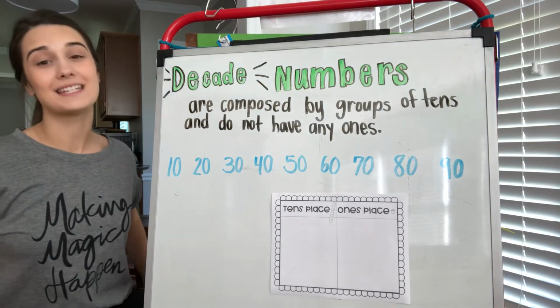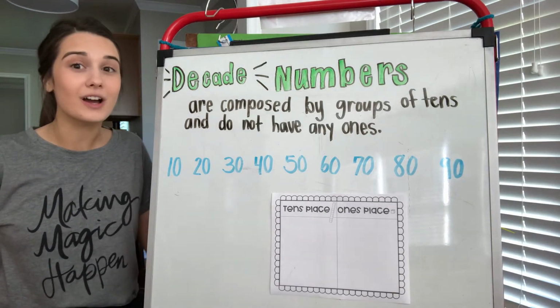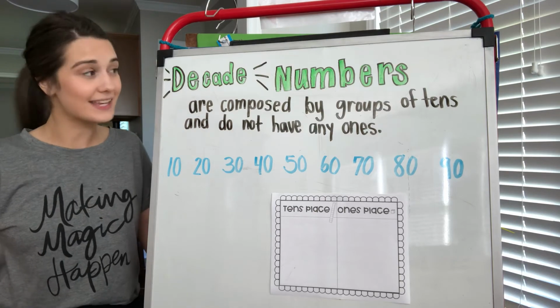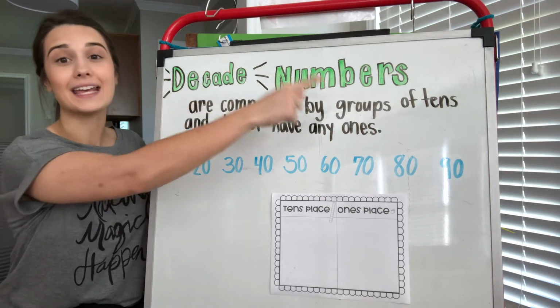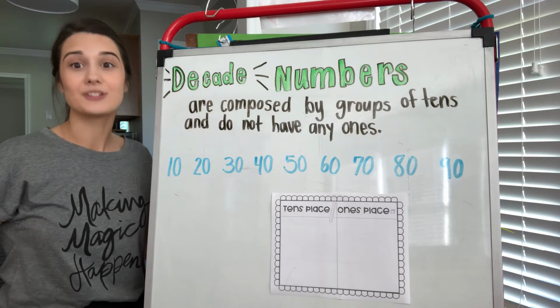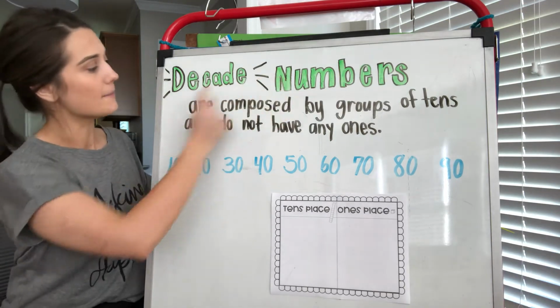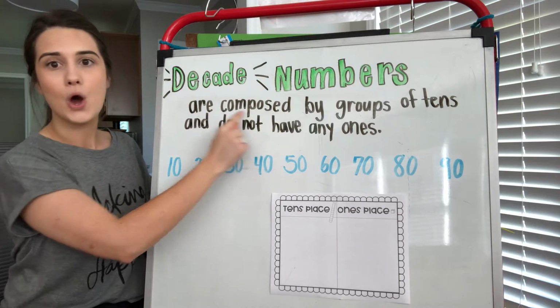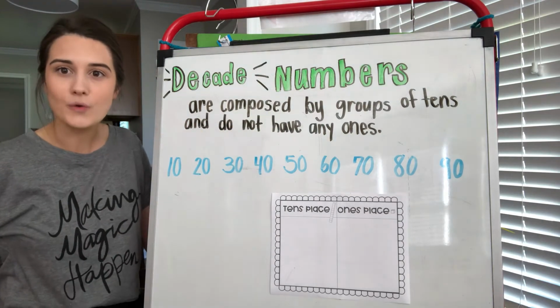Now that we have talked about teen numbers, we are now going to talk about a different type of number. And this type of number is called a decade number. Let's go ahead and read the definition of decade numbers together. Decade numbers are composed. What does composed mean?